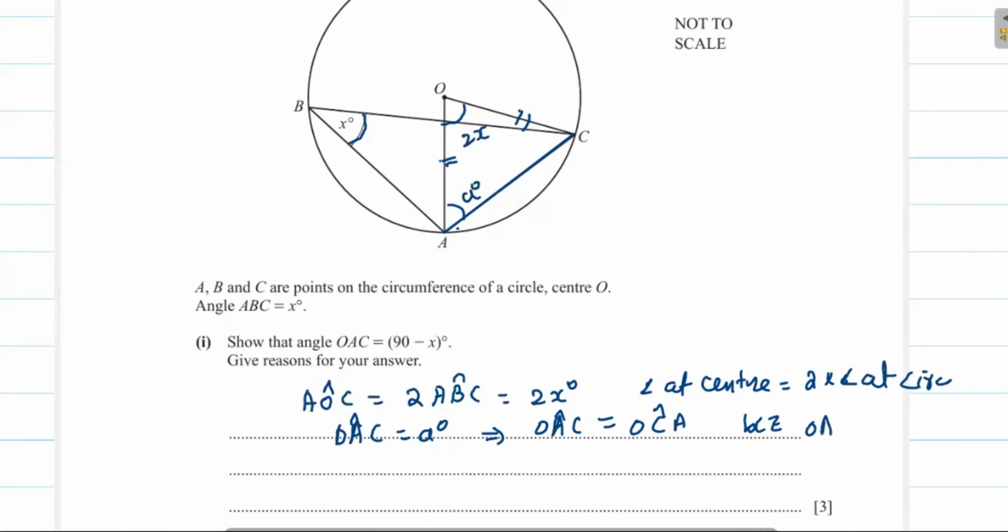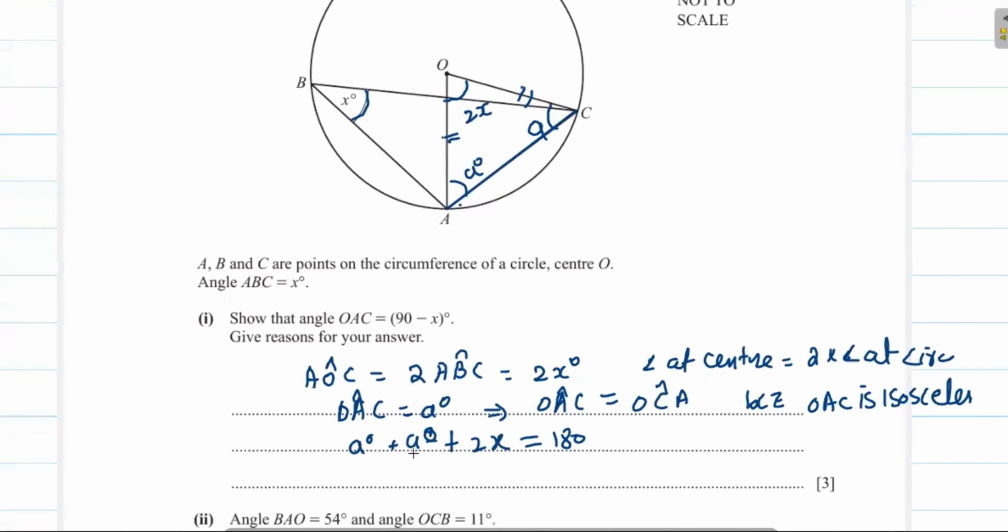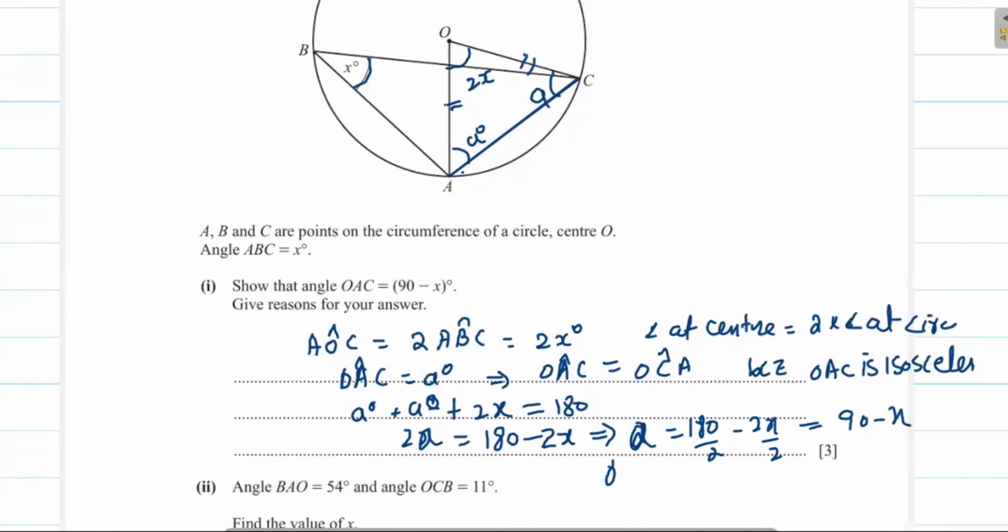because OAC is an isosceles triangle. We can write this angle is A. Therefore, the sum of interior angles A degrees plus A degrees plus 2x degrees equal to 180 degrees. Sum of interior angles is equal to 180. Now we can write it as 2A equal to 180 minus 2x, and that will be equal to 2A equal to 180 over 2 minus 2x over 2. Now we get 90 minus x, and that A is angle OAC. We write here OAC will be equal to 90 minus x.